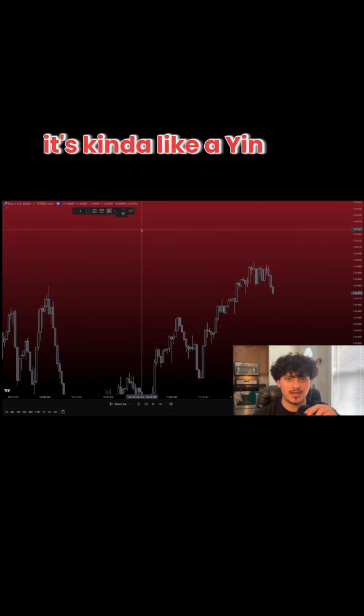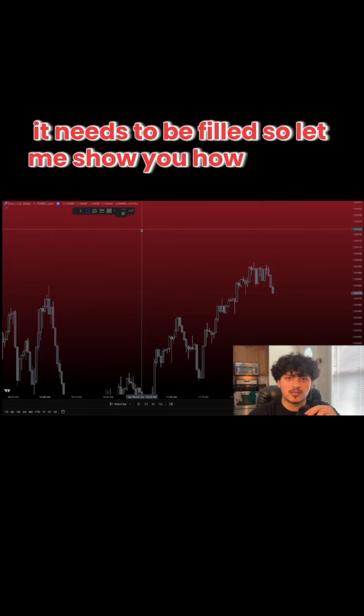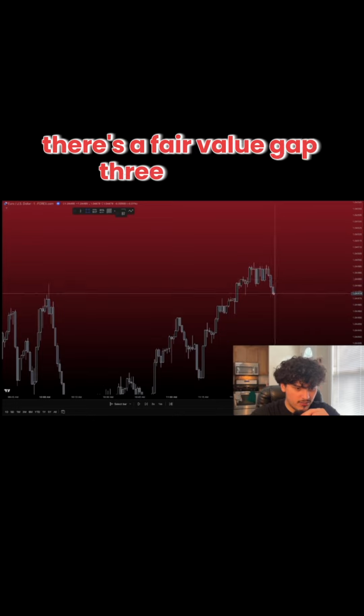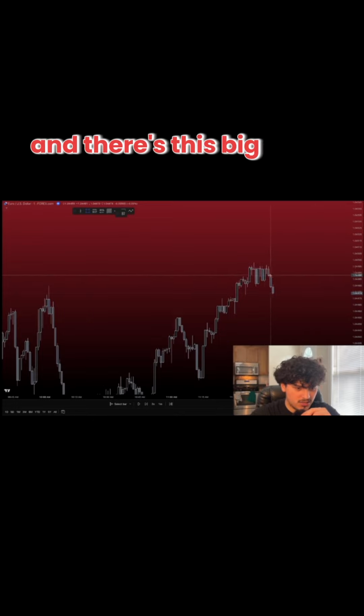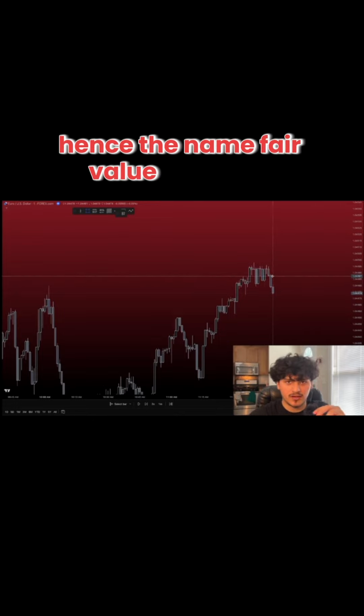It's kind of like a yin and yang. When there's an imbalance, it needs to be filled. So let me show you how to spot it and use it in a trade. As you can see right here, there's a fair value gap: three candles, and there's this big giant gap, hence the name fair value gap. So we're going to go ahead and box that out.